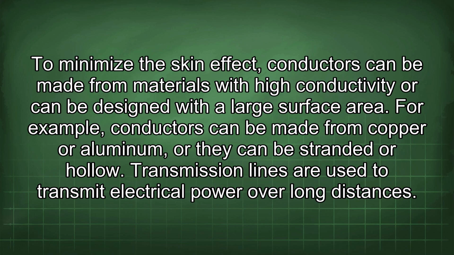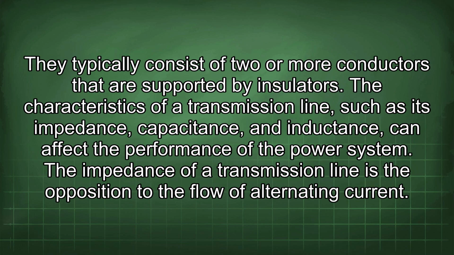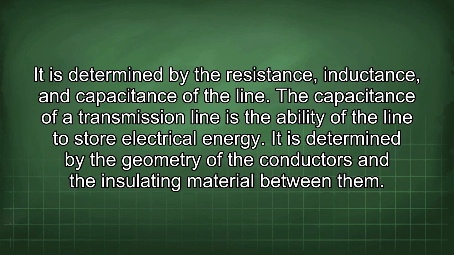Transmission lines are used to transmit electrical power over long distances. They typically consist of 2 or more conductors that are supported by insulators. The characteristics of a transmission line, such as its impedance, capacitance, and inductance, can affect the performance of the power system. The impedance of a transmission line is the opposition to the flow of alternating current. It is determined by the resistance, inductance, and capacitance of the line.